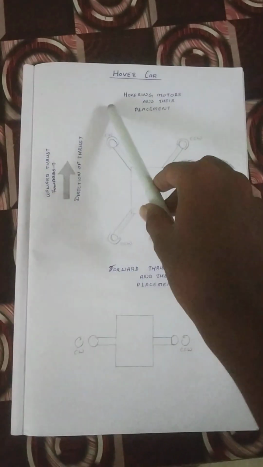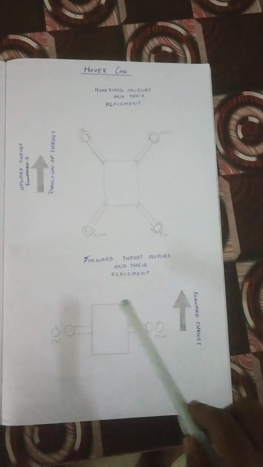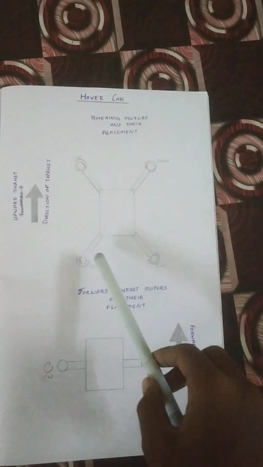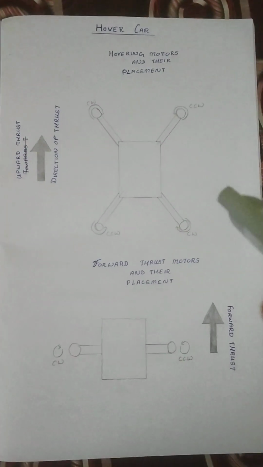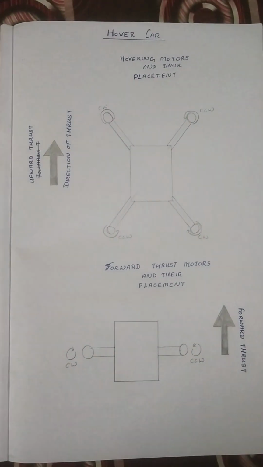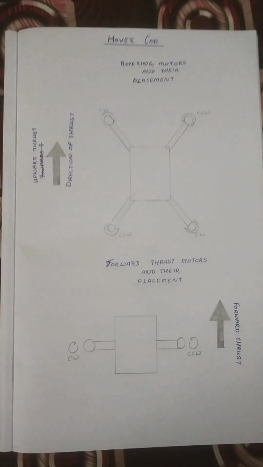Here I'll be explaining about the hovercar. This hovercar has 6 individual motors which are powered by electricity and do not run on any combustion engine or fuel. These completely run on electricity and require a battery to power themselves.